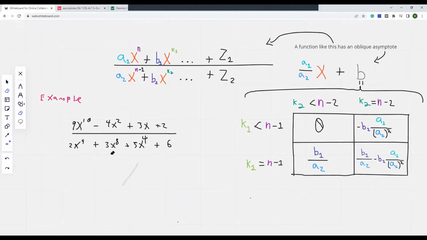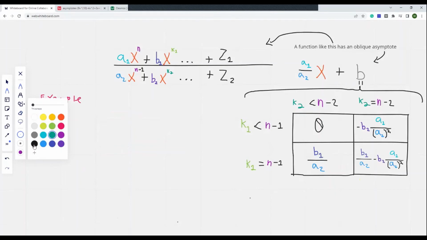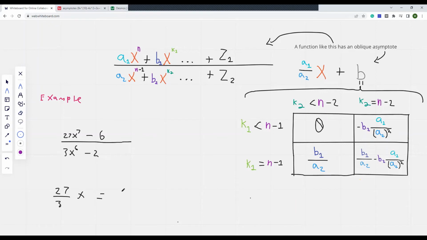Okay, so we'll erase this example. We'll try another one. So let's see. Let's try 27x to the 7 minus 6 over 3x to the 6 minus 2. That means our oblique asymptote is just 27 over 3x, which equals 9x. Okay, that's easy enough. That's easy enough.